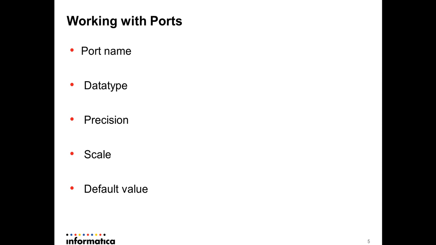It does use the concept of groups. Basically, we're gonna have one input group that is the input data and can have multiple output groups, at least two of them. Working with ports, it's pretty much like any other transformation where you're gonna have the port name, data type, precision, scale, and here on the router transformation you can have a default value to be used, or pass it through if the data is null.